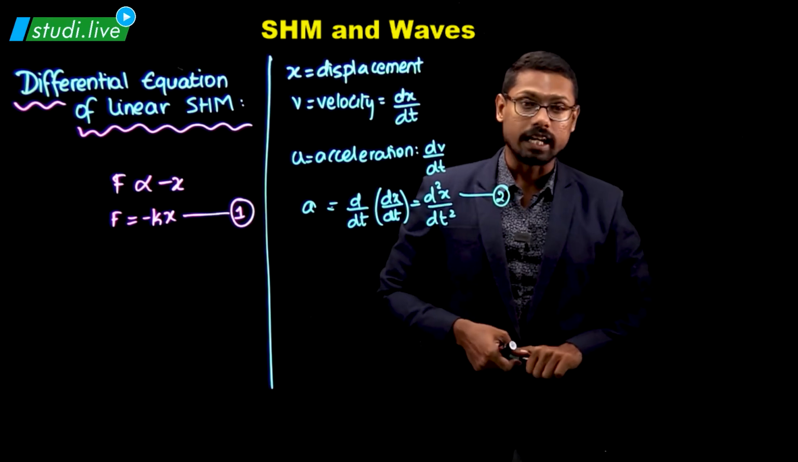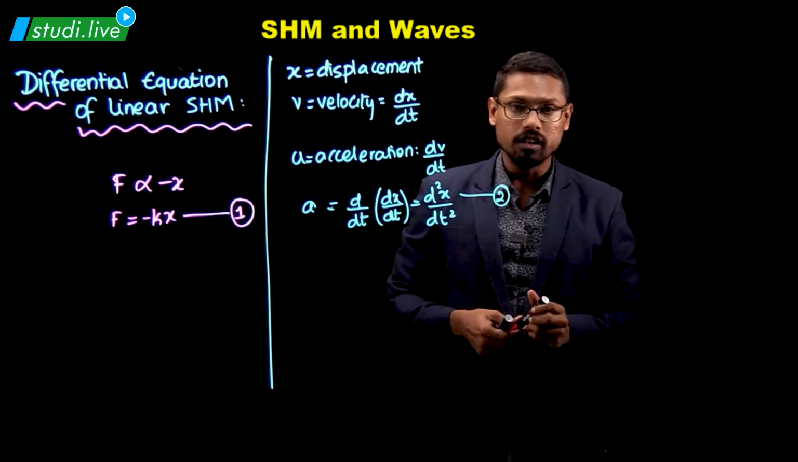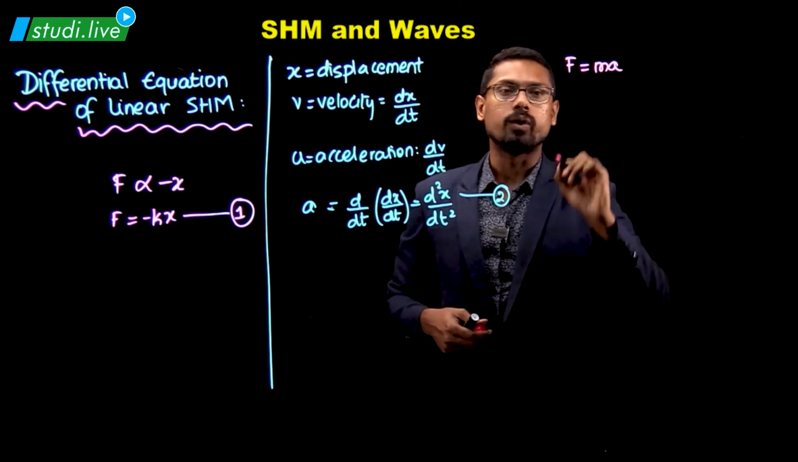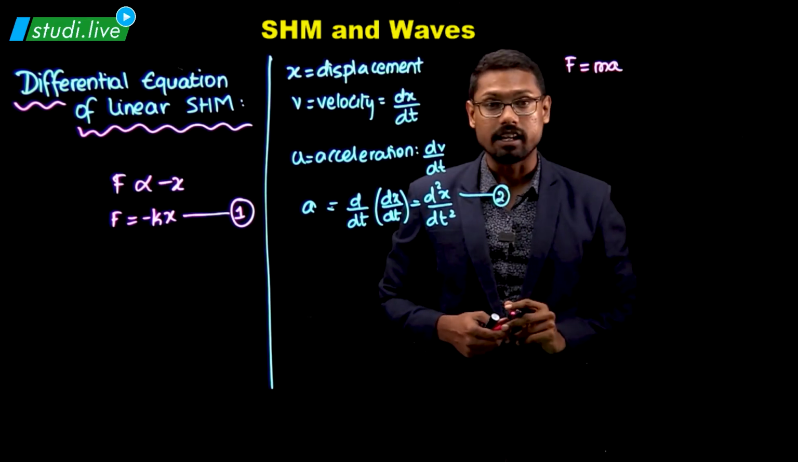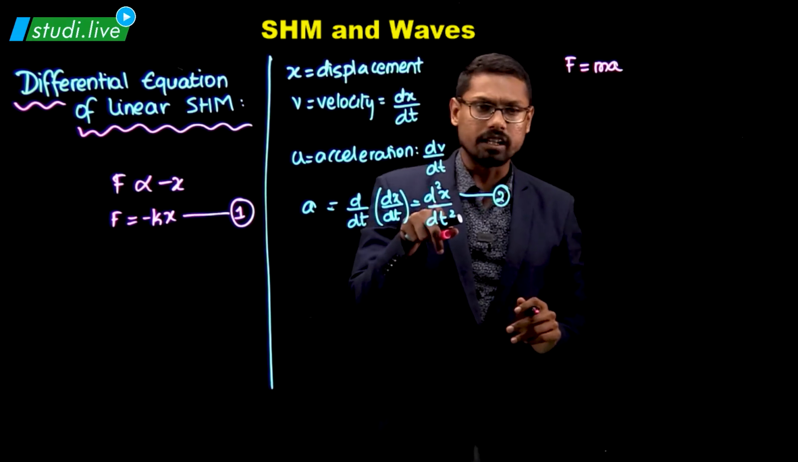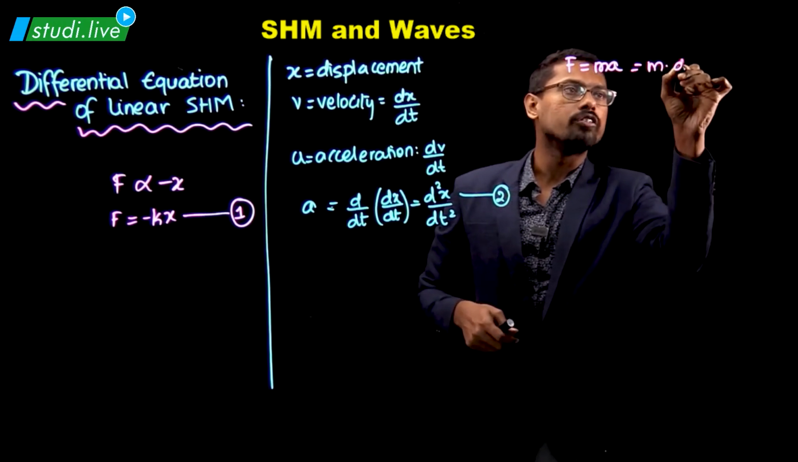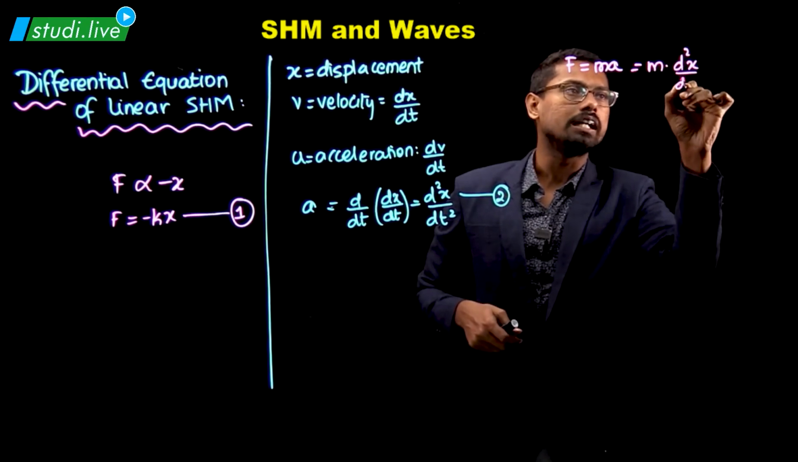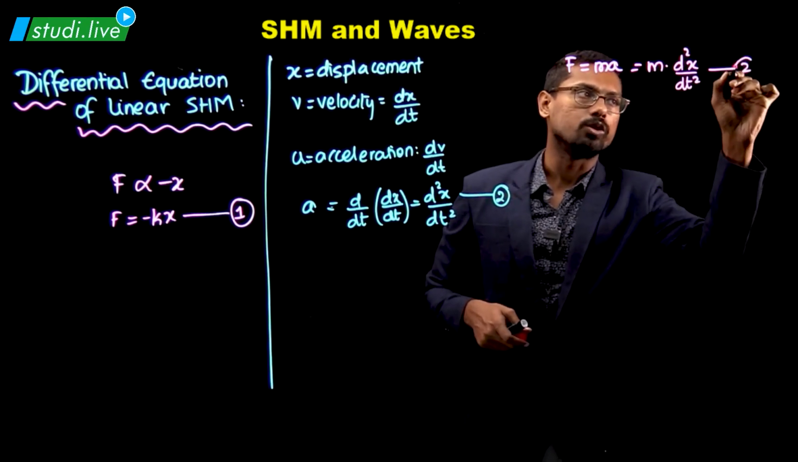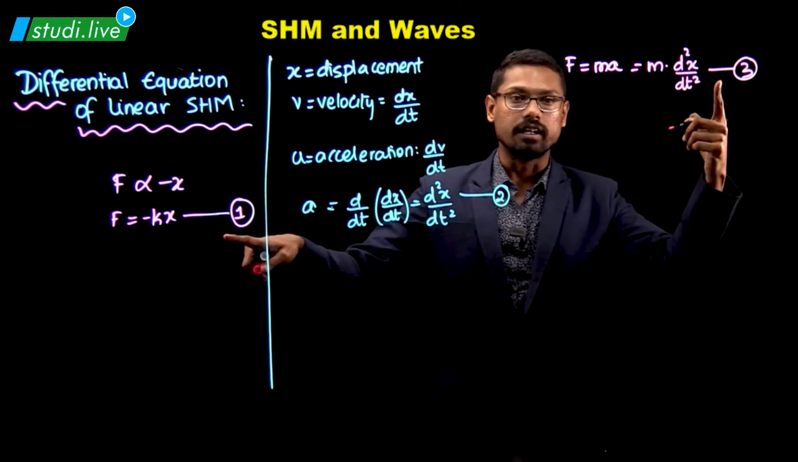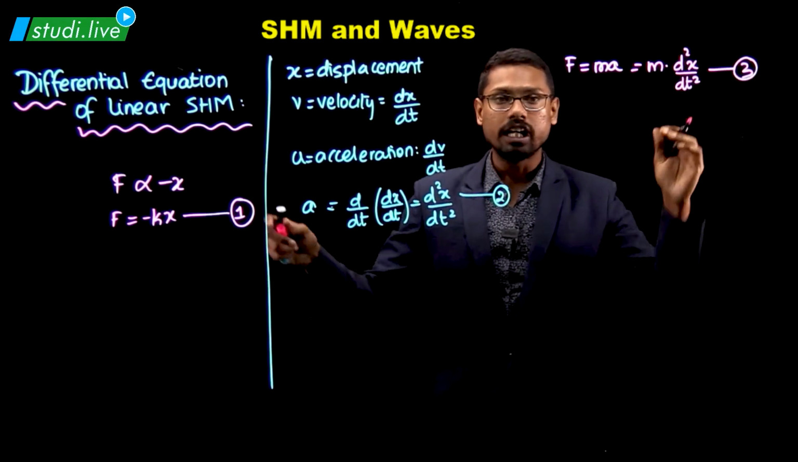According to Newton's second law of motion, if you remember well, F is equal to m times a, where m is mass and a is acceleration. Can I just substitute acceleration from here over there? This becomes m times d square x by dt square as equation number 3. So there is 1 and there is 3. I'll have to just correlate both of them.